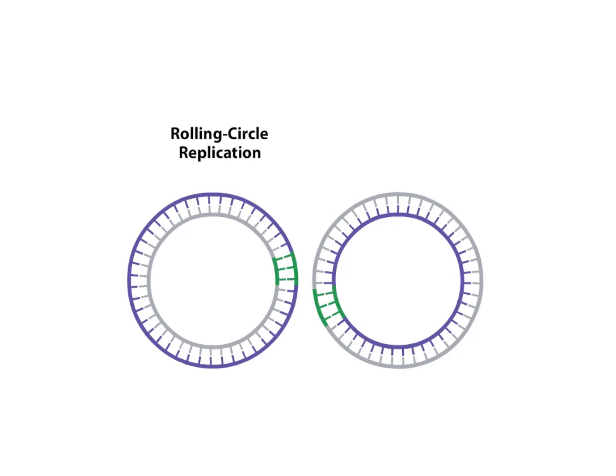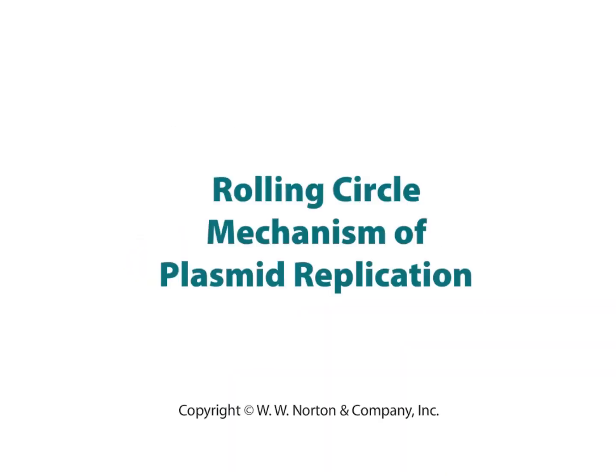All right, so this is the typical example of a rolling circle replication. And now let's watch the next one.